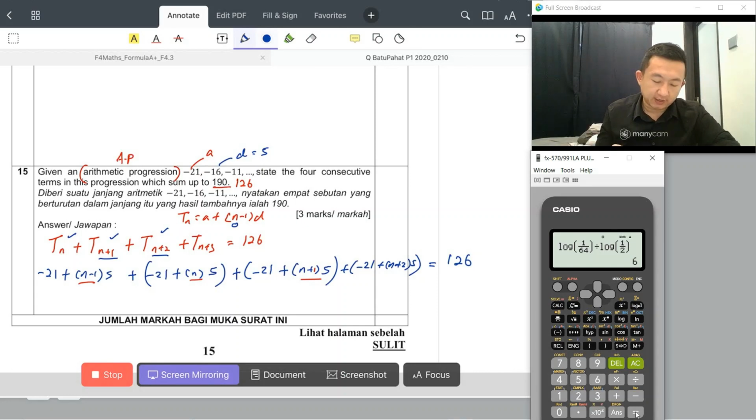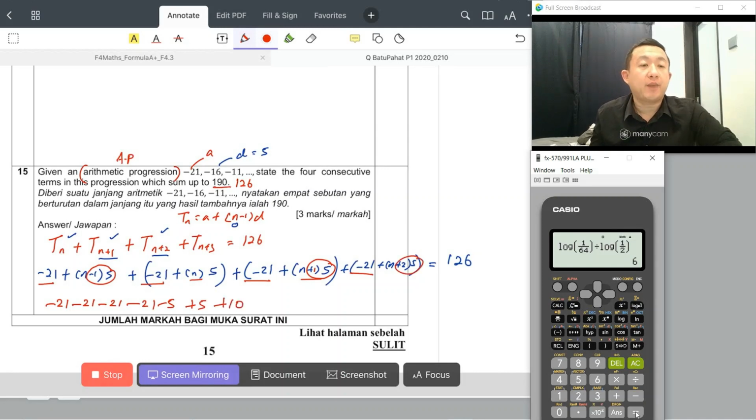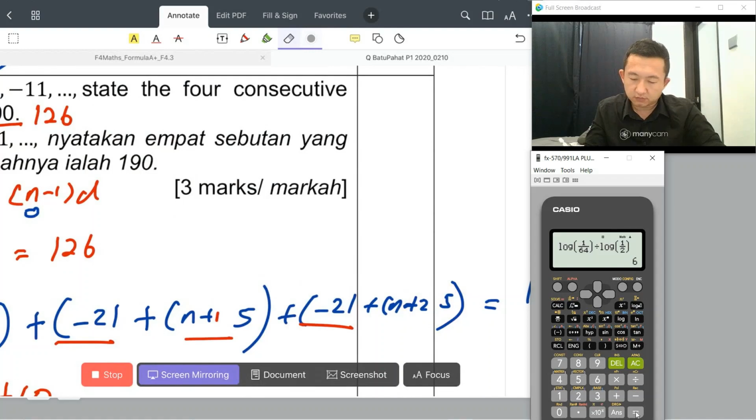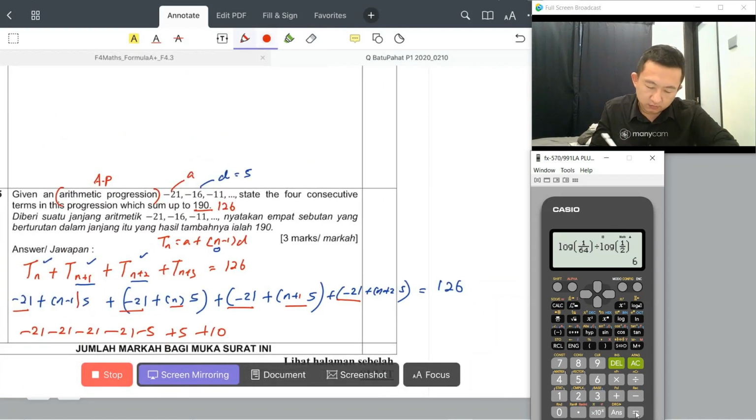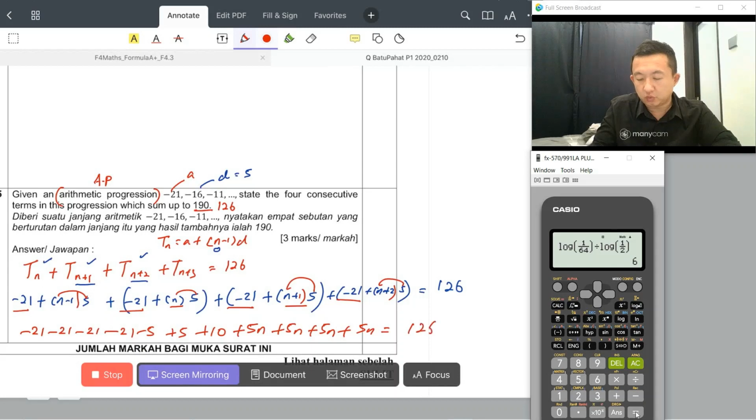Now we have to do the tedious part. Negative 21, negative 21, negative 21, negative 21. Okay, plus, no plus, minus 5, plus 5, plus 10. Okay, and then the n part, the n parts. 5n plus 5n plus 5n plus 5n equals 126.